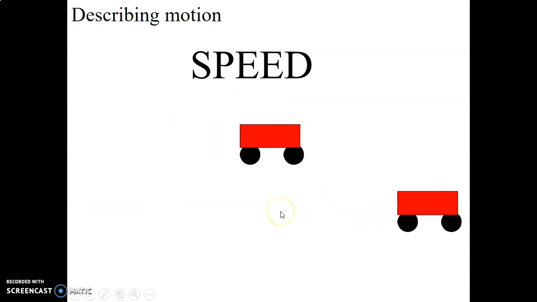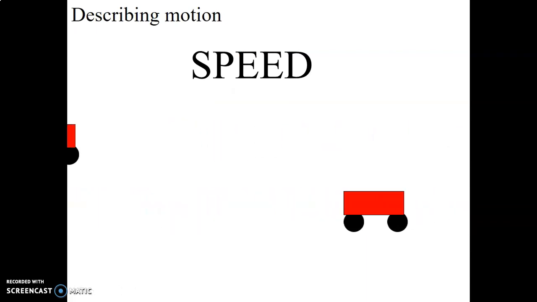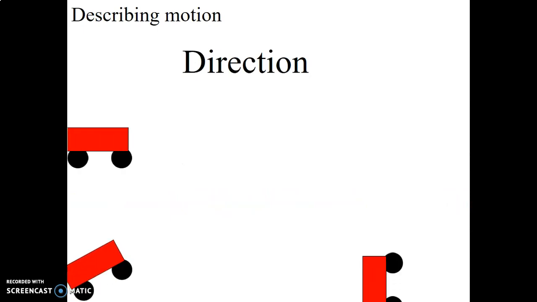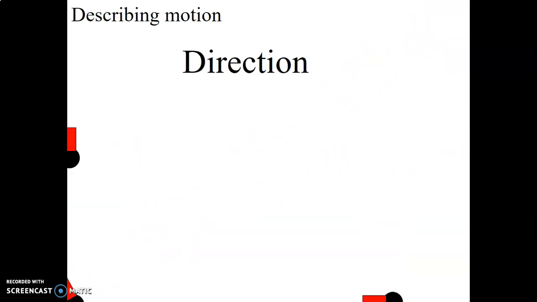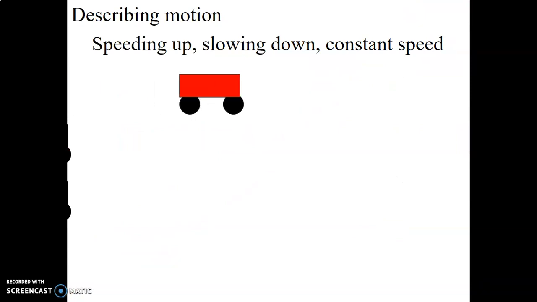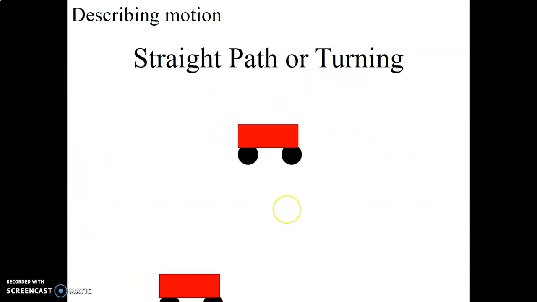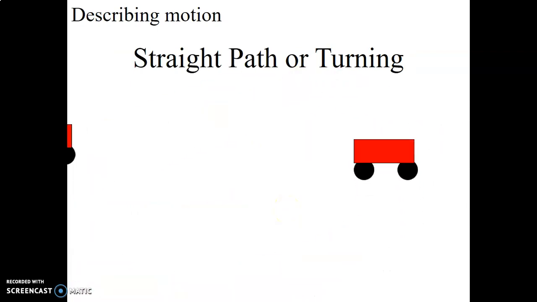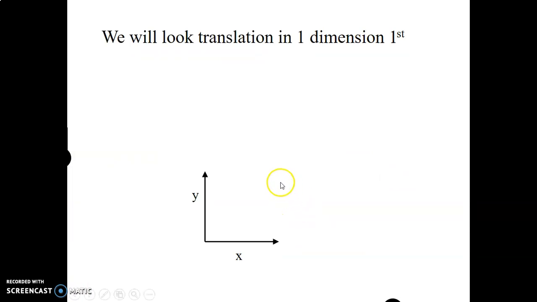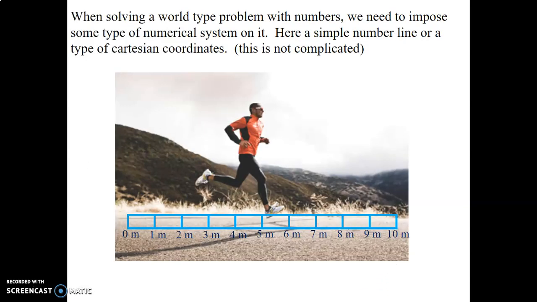So when we go to describe motion, we're going to need to talk about things like its speed, how fast it is moving. We'll need to talk about the direction, which way it's going. We will need to address whether or not it's moving at a constant speed, whether it's speeding up or slowing down, and also whether or not it's traveling in a straight line path or turning. In the beginning, we're going to be simply looking at translation, which means moving through space and time as a whole in one dimension. So a straight line path at a constant speed will be what we start with.